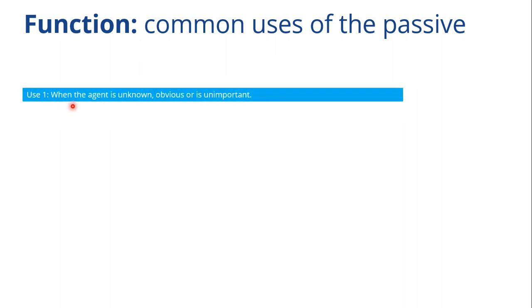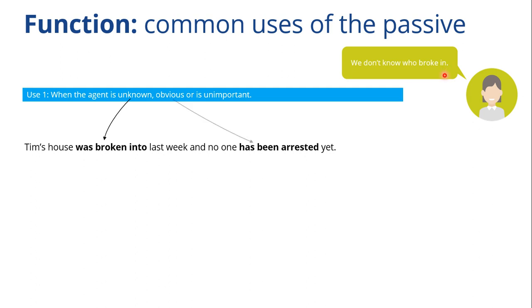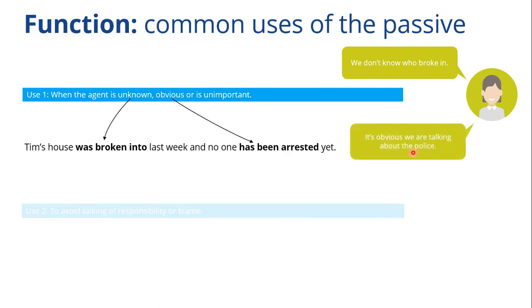Use number one: when the agent is unknown, or when the agent, the subject, is obvious, or the agent is not important. Tim's house was broken into last week and no one has been arrested yet. Here, "was broken into". Who broke into the house? We don't know, unknown. The next one, "has been arrested". No one has been arrested. But we understand the only one who arrests is obvious. You are talking about the police.